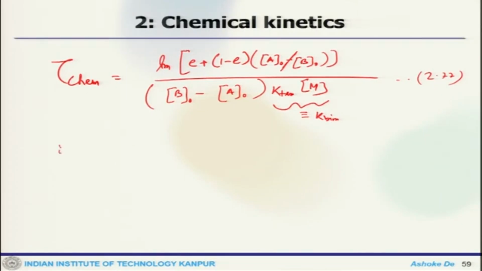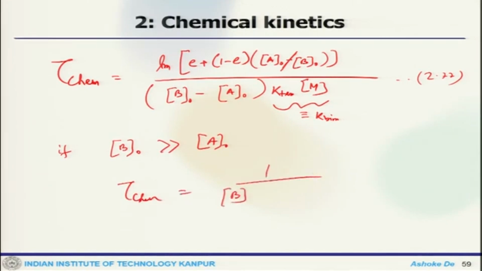Now, similarly, if the concentration of B is quite high, this time scale would be 1 by B naught K termolecular into M. So, that is a simplified expression for that system. This is what happens when you look at these different kinetics, and the whole idea is that you can find out these characteristic time scales, the chemical time scale.